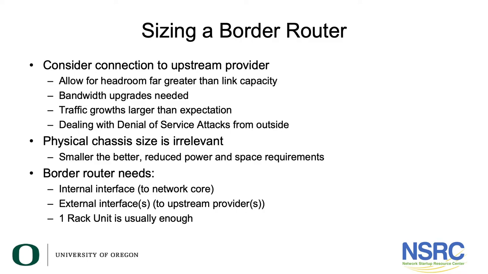The border router needs an internal interface to connect to the network core. It needs an external interface to connect to the upstream provider, two if you're planning to get two providers at a later date. And you will find that usually one rack unit, just over an inch and a half, is sufficient.